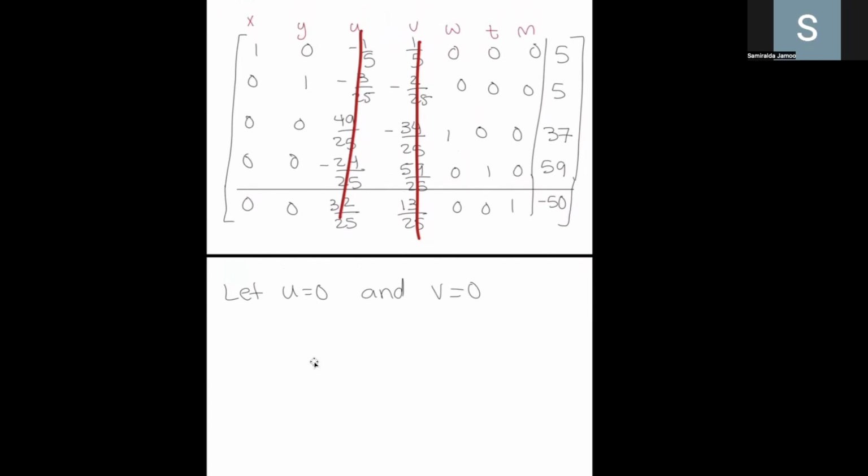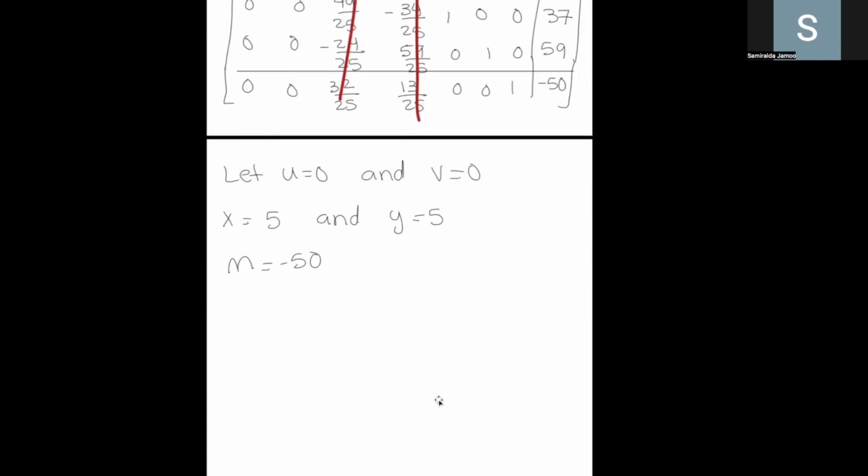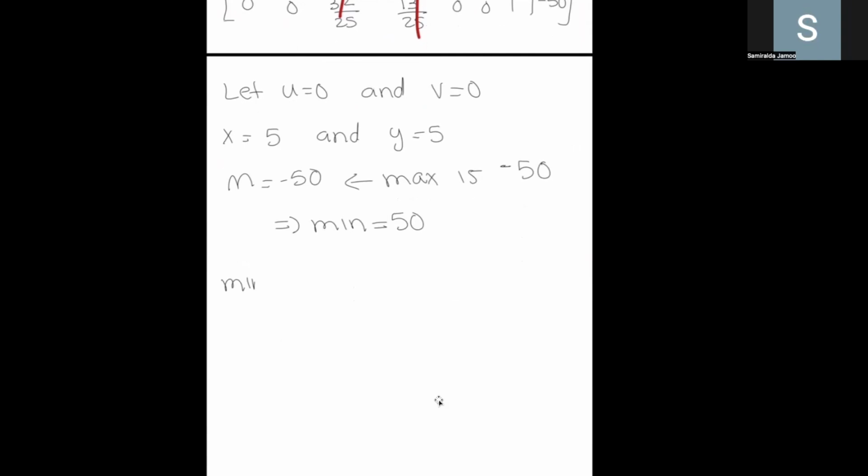I really only care about X and Y, then X is 5 and Y is also 5, with M being negative 50. But again, I don't want capital M. I don't want the maximum, I want the minimum. So the max is negative 50, which tells me the minimum is positive 50. So minimum 50 when X is 5 and Y is 5.